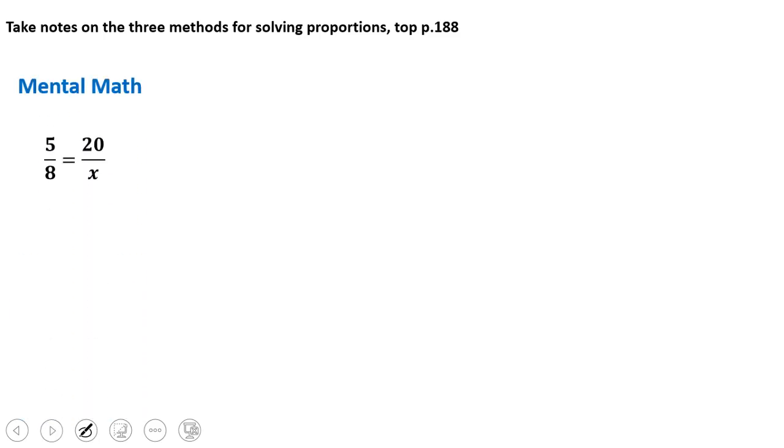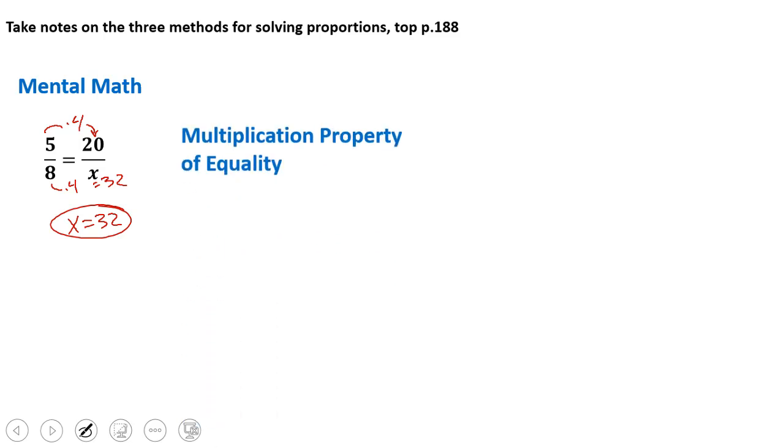The first one being the mental math method. The mental math method says, hey, this proportion is written using basic facts that I can see straightforward. I recognize that 5 times 4 is 20, so 8 times 4 would give me 32. So x equals 32. The mental math method is pretty quick.